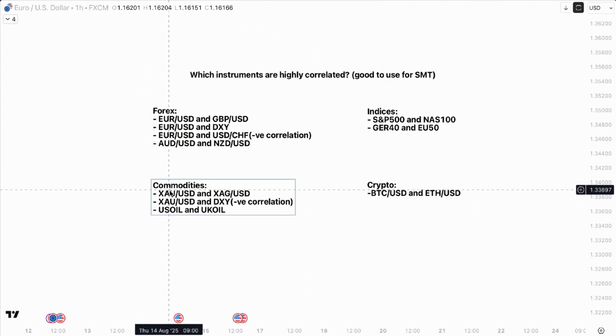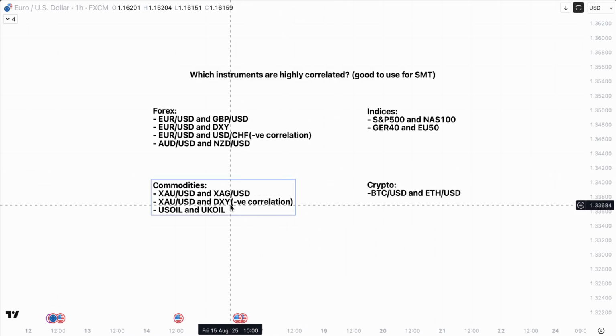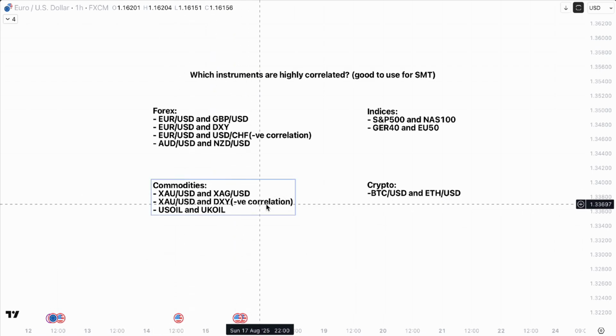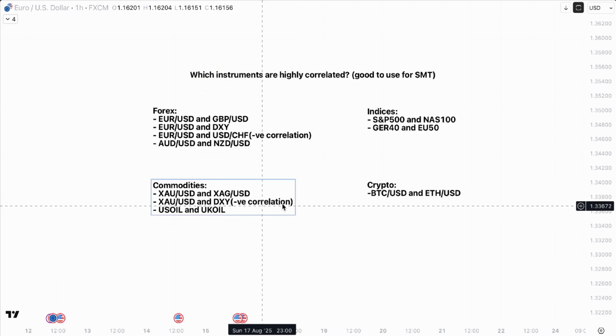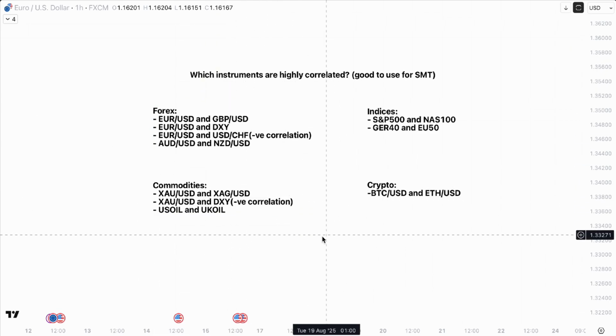The next industry is commodities. So we have gold and silver. They are highly correlated. You can find SMTs between them and confidently trade this. Another pair is also DXY. So we can use XAU/USD and DXY to sync between them and find SMT. But bear in mind that they also have negative correlation between them.